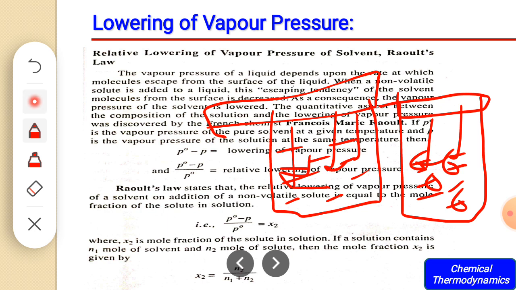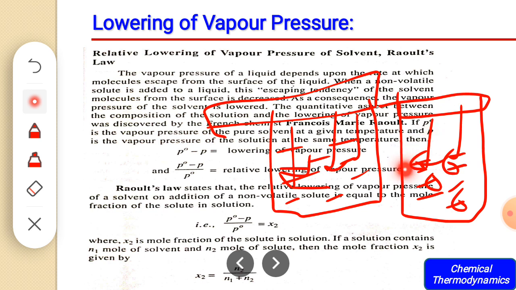But what happens actually in the pure solvent case: a large number of molecules are present at the surface of the liquid, hence a large number of molecules are converted into vapors, and hence there will be a large pressure created by these vapors on the surface of the same liquid.